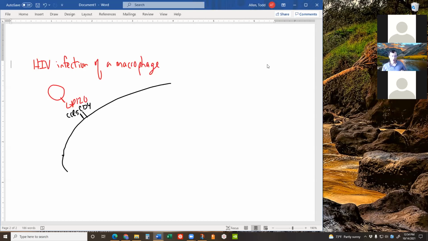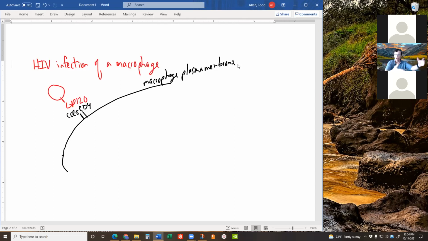Okay, so we have a virus particle with GP120 sticking outside the viral envelope, approaching two proteins on the surface of the macrophage. Here is the macrophage plasma membrane. GP120 will touch base. It will touch amino acids that are part of CD4 and CCR5 at the same time and get a firm lock onto the surface of that host cell.